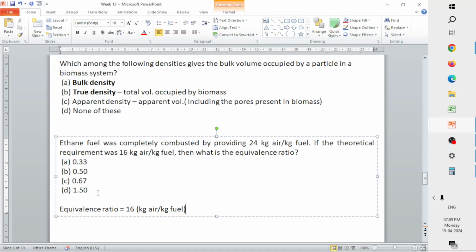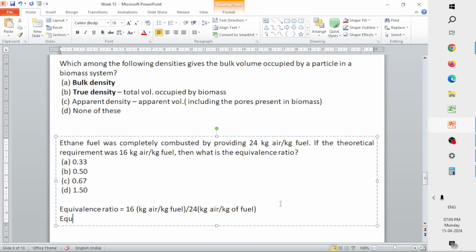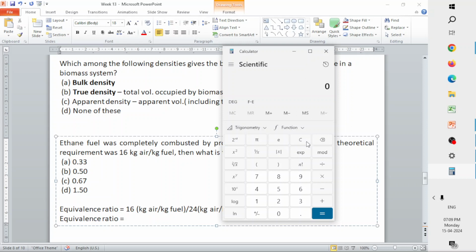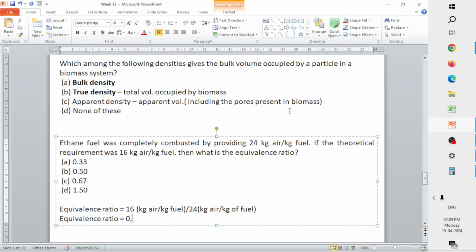And your operating system is 24, right? So 24 kg air per kg of fuel. So the numerator and the denominator will get cancelled. So equivalence ratio is nothing but 16 by 24. So 0.67 or 0.66. So that will be option C.